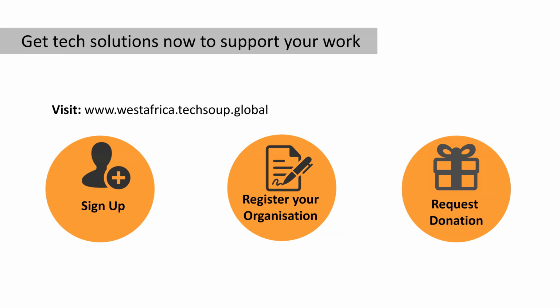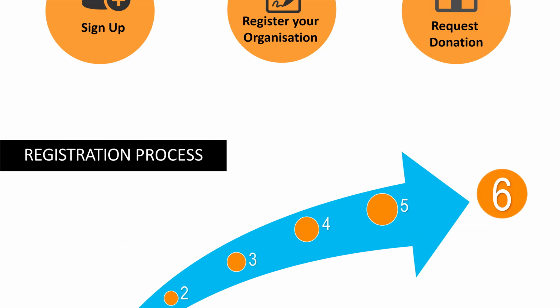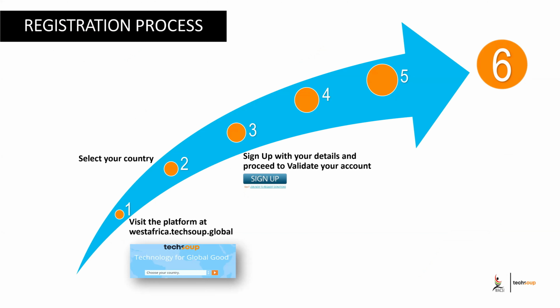Now, the registration process is broken down here. So when I said sign up, you visit our platform, that is westafrica.techsoup.global, and then you select your country. Once you select your country, you can sign up with your details. That is the individual sign up that I mentioned. Then afterwards, you register your organization, you get validated, and voila, you can request donations. So these are the very, very simple steps that you can follow.